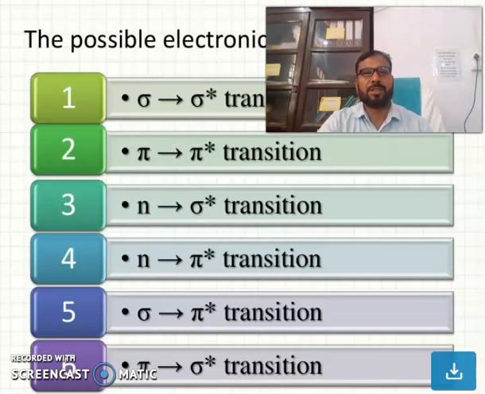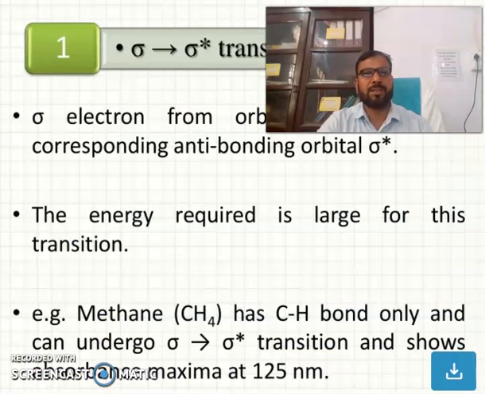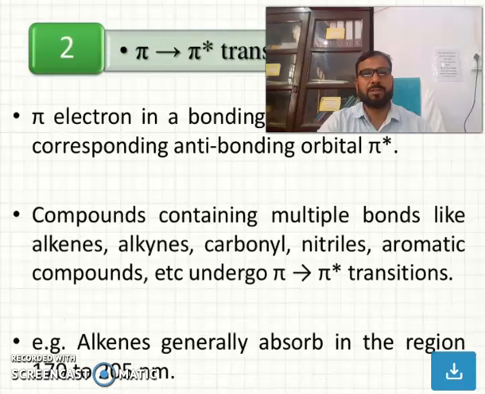So first, sigma to sigma star transition, pi to pi star transition, n to sigma star transition, n to pi star transition, sigma to pi star transition, pi to sigma star transition. Now sigma to sigma star transition. A sigma electron from the bonding orbital is excited to the corresponding antibonding orbital, sigma star. The energy required is large for these transitions. Methane has C-H bonds only and can undergo sigma to sigma star transition and shows absorption maximum at 125 nanometer.